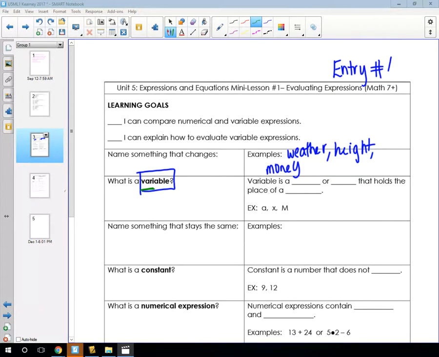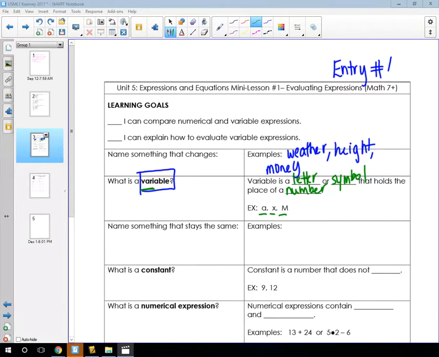So a variable is a letter or symbol that holds the place of a number, okay? For example, it could be A, X, M, and those could vary. So sometimes X may equal 3, whereas other times X may equal -5. A variable is a letter or symbol, and they stand for all different kinds of numbers.